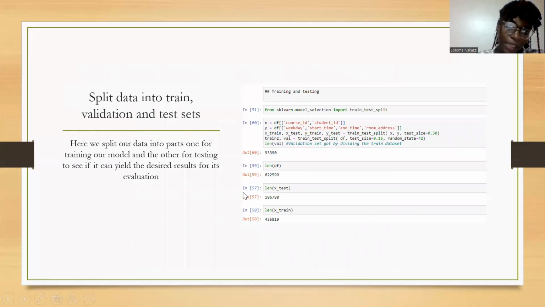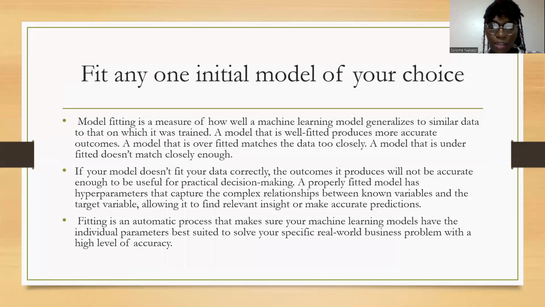Splitting data. Here we split our data into parts, one for training our model and the other for testing to see if it can yield the desired results for its evaluation. Fitting any model of our choice. Model fitting is a measure of how well a machine learning model generalizes to similar data to that on which it was trained. A model that is well fitted produces more accurate outcomes.